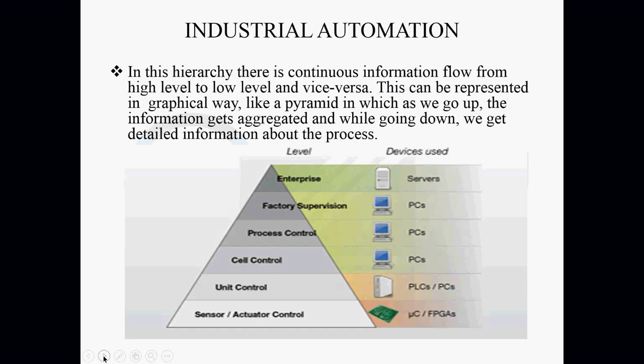So now we come to the hierarchy, or you can say the industrial automation pyramid. In this hierarchy, there is continuous information flow from high level to low level and vice versa. This can be represented in a graphical way, like a pyramid in which as we go up, the information gets aggregated, and while going down, it gets spread out. So you can see that at the base level, you have sensors, your actuators, etc. This is your field. Then unit control is your PLCs, cell control, process control, factory supervisory is basically your SCADA.